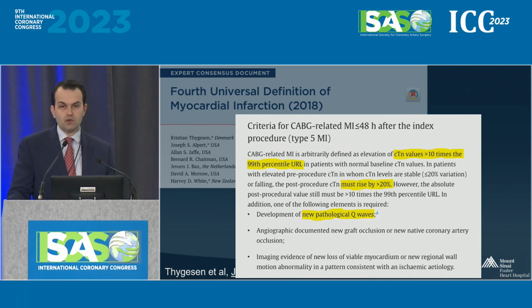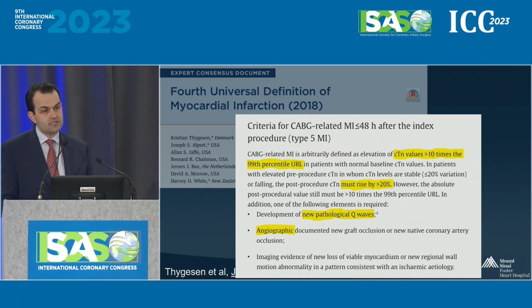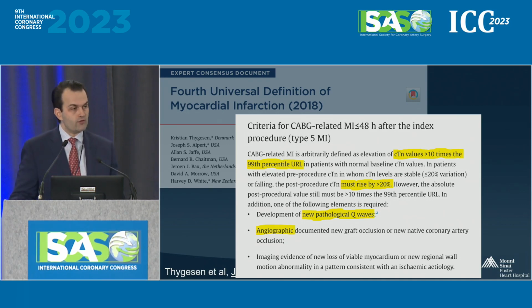Importantly, depending upon the magnitude, there's an importance to having corroborating evidence, which might come from development of new electrocardiographic changes, angiographic documentation of either native or coronary graft failure, or imaging evidence that's indicative of a loss of viable myocardium, which most often is going to be available to us via echocardiography.